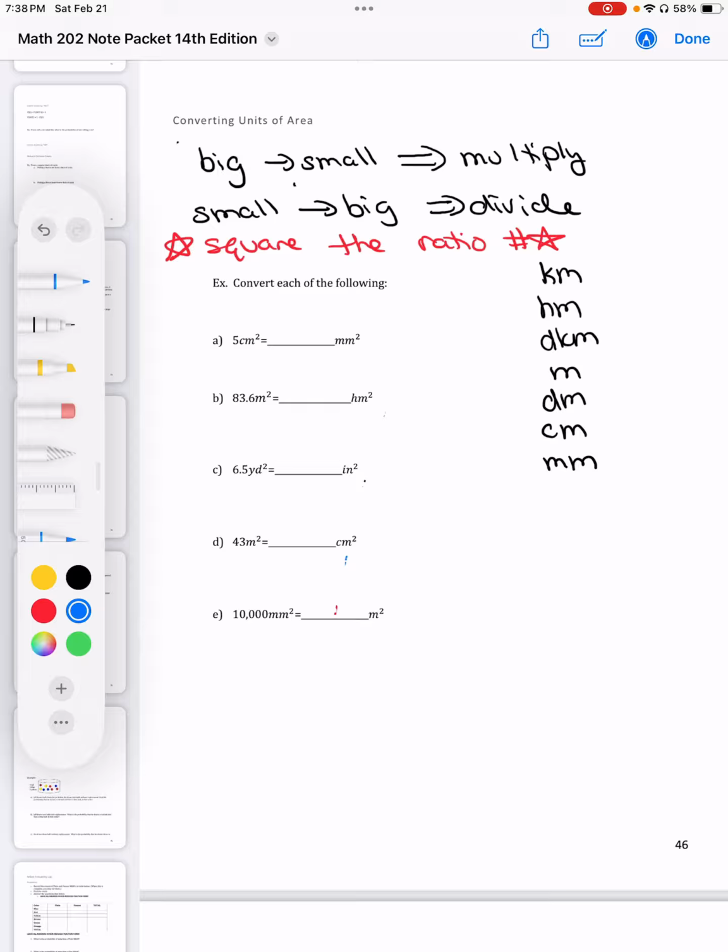So let's look at some examples. Centimeters compared to millimeters, centimeters is bigger than millimeters. So I am going to be multiplying. So I'm going to have 5 times, there are 10 millimeters in each centimeter, and I'm going to square that. That's the new step. We have to square the 10. So that's going to give me an answer of 500.